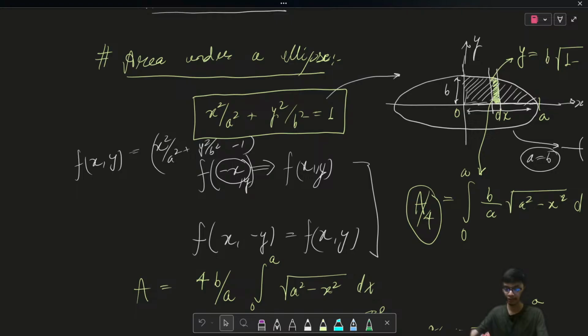And today we're going to discuss the chapter of area under the curve.